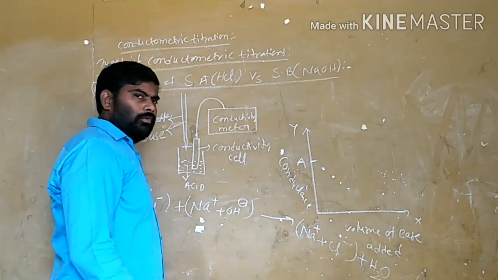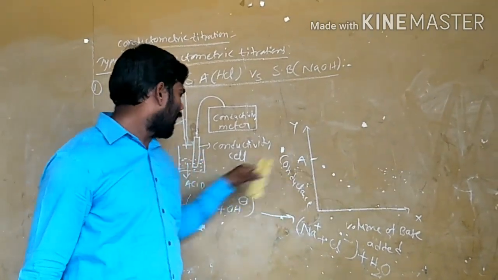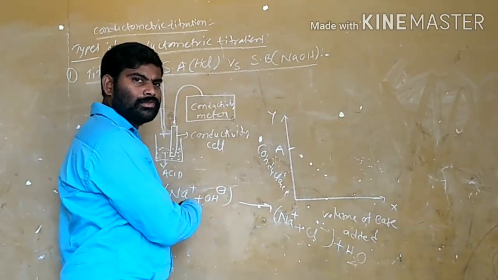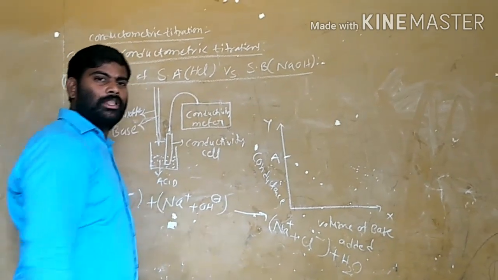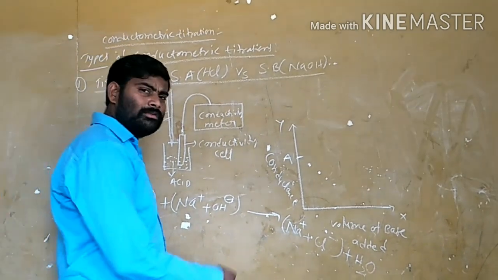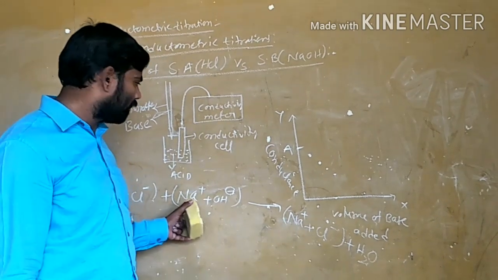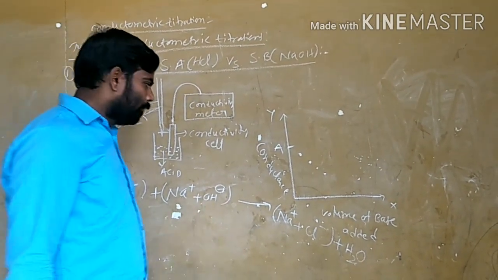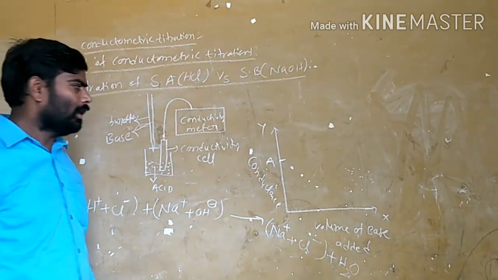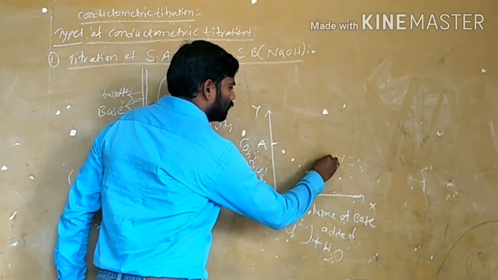Okay. After the complete neutralization of this acid, we again add strong base from the burette, but in that solution there are no H+ ions left for neutralization. At that time, what happens? In the solution, the number of free Na+ ions will be increasing. These Na+ ions have some mobility value. That's why the conductance values again increase gradually.